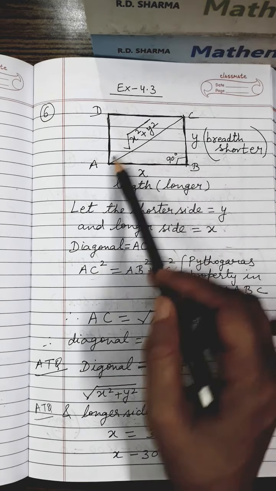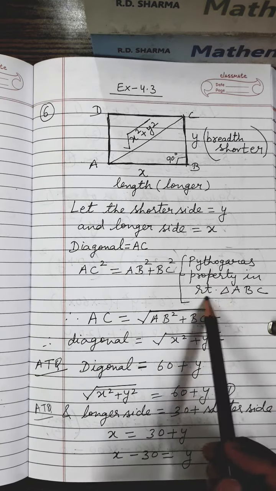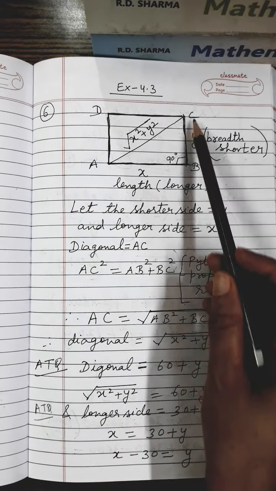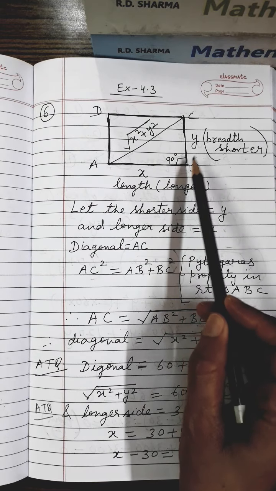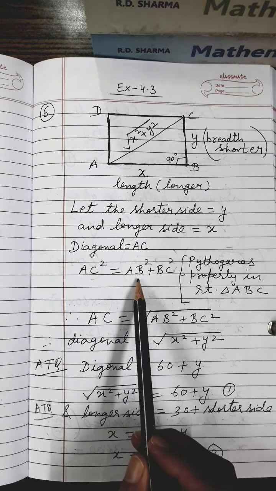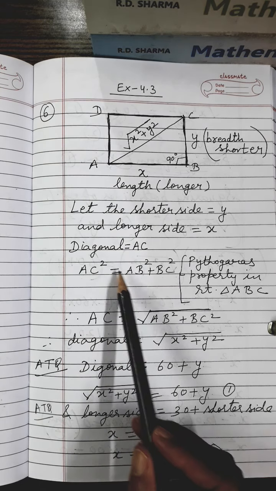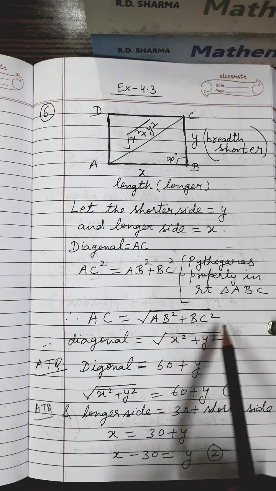And in this right angle triangle I can use the Pythagoras property. What is your Pythagoras property? Hypotenuse square equals base square plus height square. So it becomes AC square equals AB square plus BC square. So AC can be written as square root of AB square plus BC square.